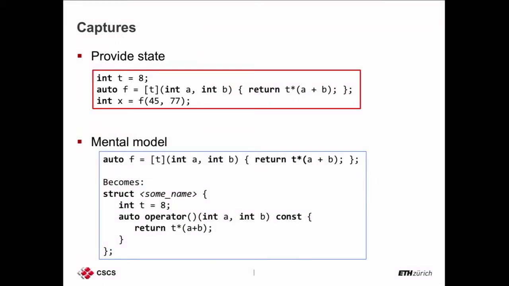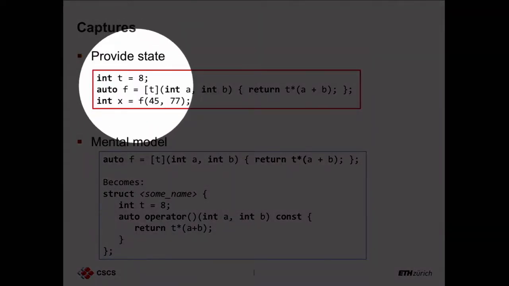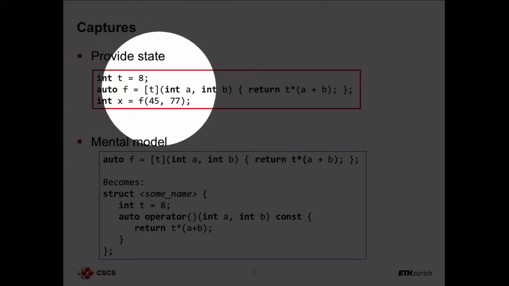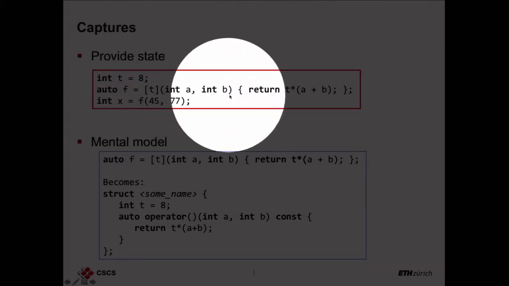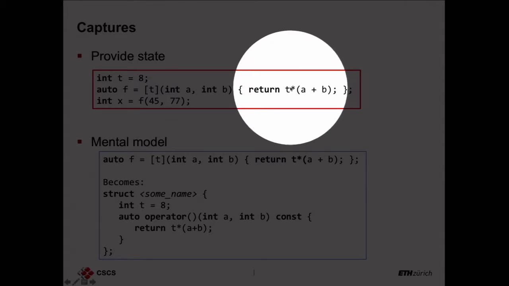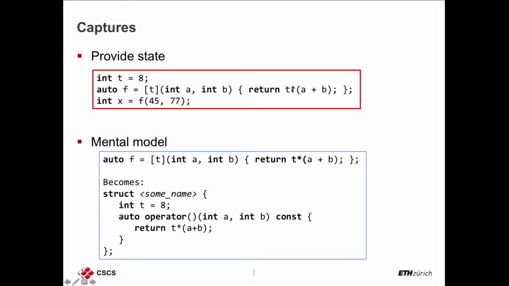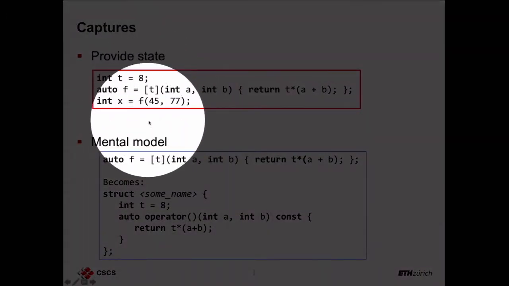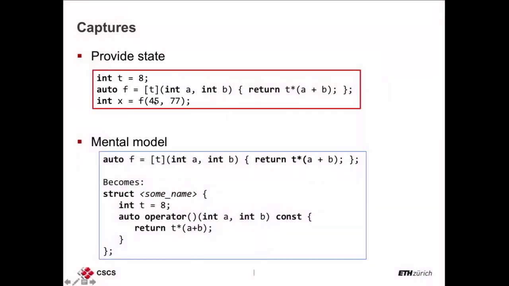Capturing is a mechanism to give your lambda access to, for instance, local variables which are in your scope. In this case, you have an integer t equal to 8, and you capture t. So now inside your lambda, you have access to t. And for instance, now the lambda does t times a plus b. And when you call x of 45, 7, then it will be 45 plus 7 times 8.